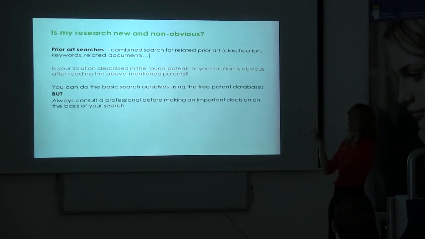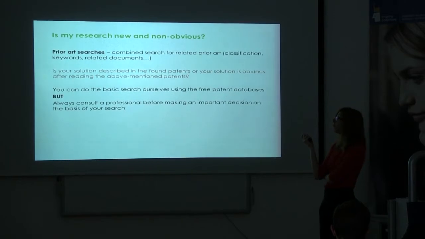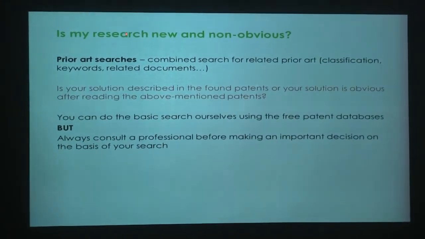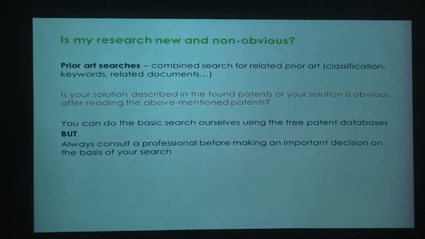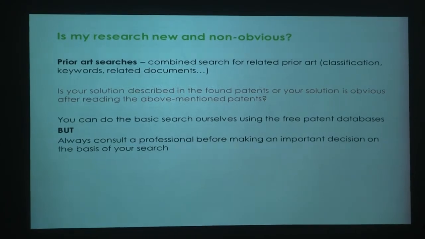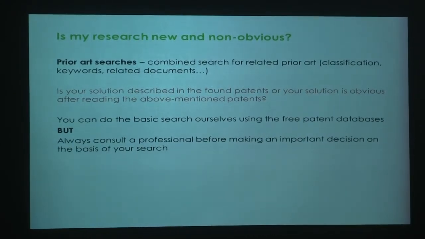Also, what every researcher should do before even applying for a new project is ask: is my research new and is it non-obvious? Because some estimations are that between 20-30% of all EU projects deal with things that have already been patented somewhere. So it's good to search patent databases, not to reinvent the wheel, as we say. And this is called a prior art search.